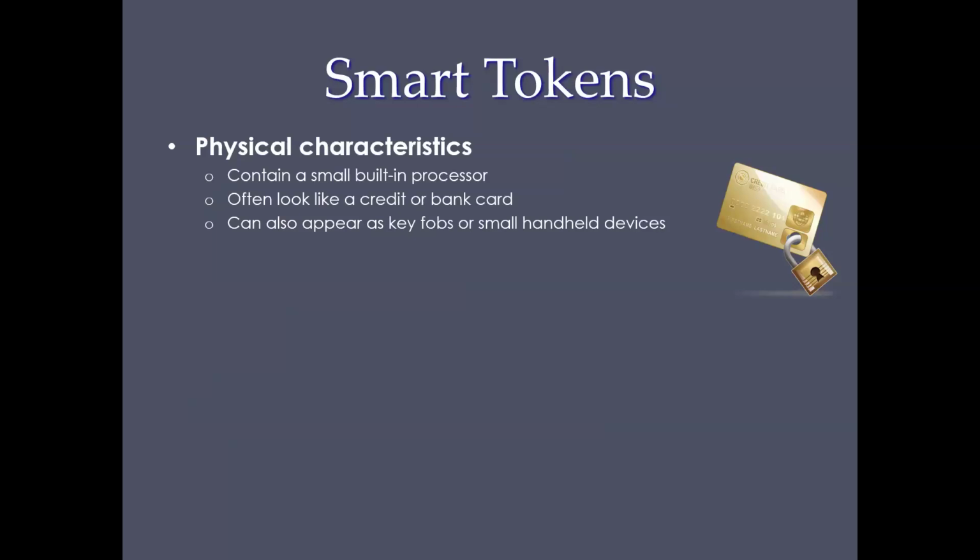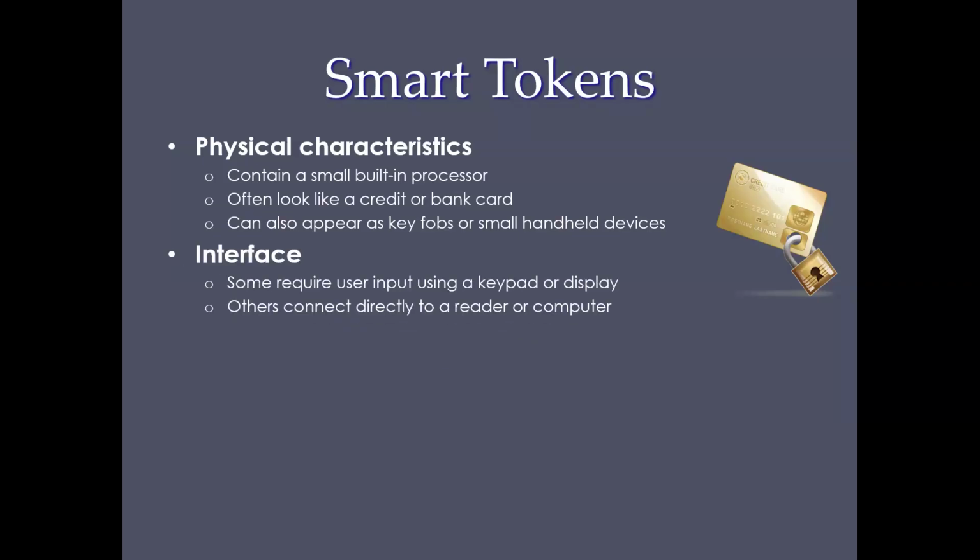Smart tokens are also physical. They contain a small built-in processor, and they often look like a credit card or a bank card. They can also appear as key fobs or small handheld devices. They obviously require user input using a keypad or a display, and others can connect directly to a reader or a computer. Something like where you have a pass key and you have to put that physical token in to get access to that system.